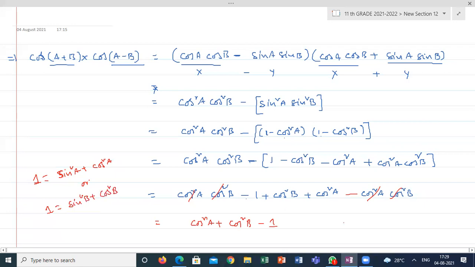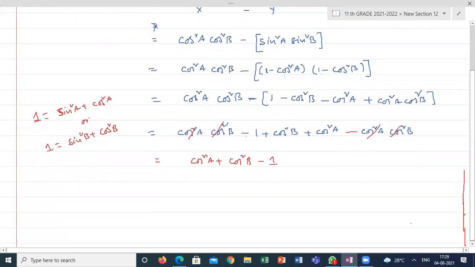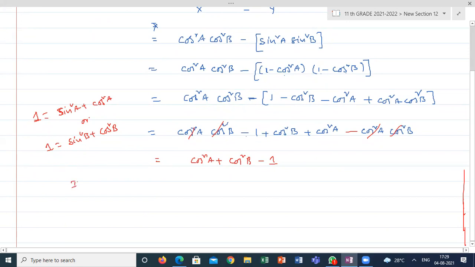Let's see each and every expression, what kind of form it will give. If I am using the first expression, what will I get? If I replace 1 with sin square A plus cos square A, this will be cos square A plus cos square B minus sin square A minus cos square B. This one cancels. The final expression is cos square B minus sin square A.